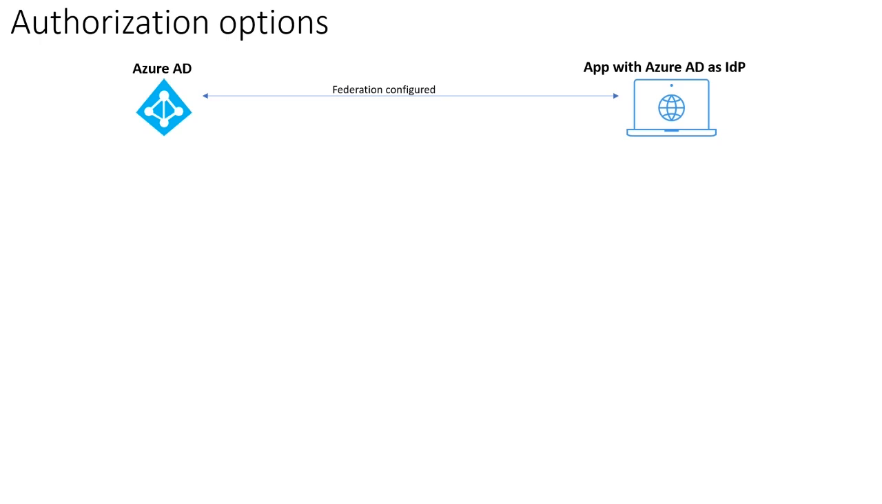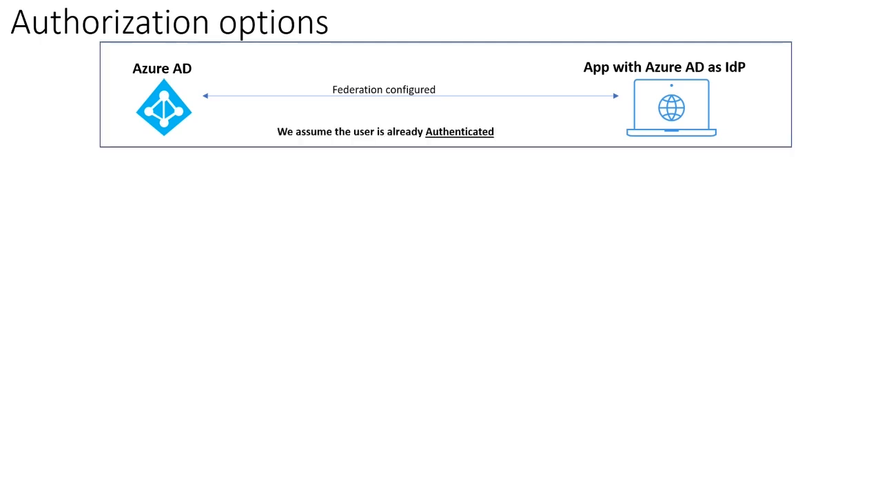And there is a federation configured, so they trust each other. And in this scenario, we assume that the user is authenticated. He's allowed to sign in. He had the right password and username and so on. Then we can look at the coarse-grained authorization.